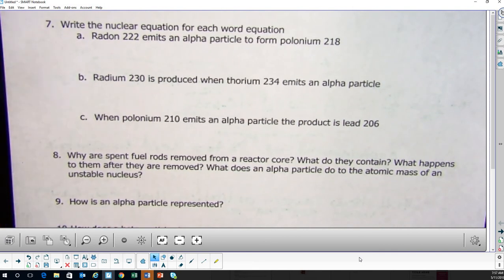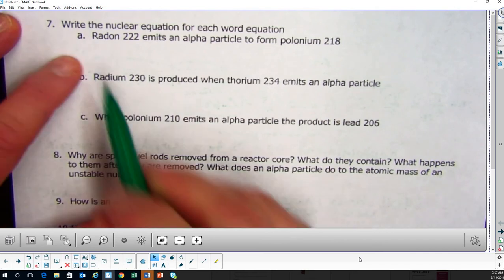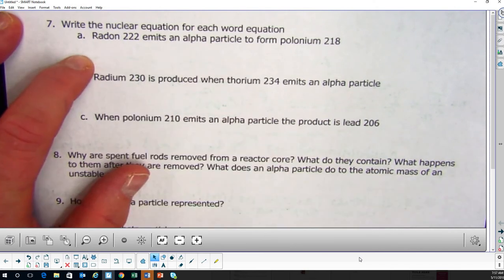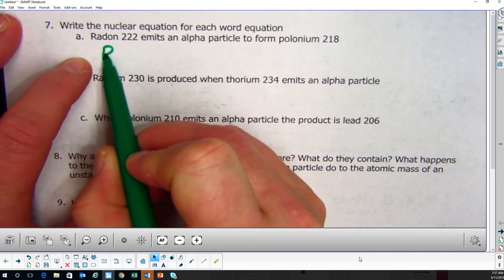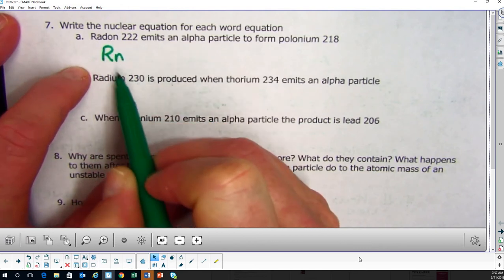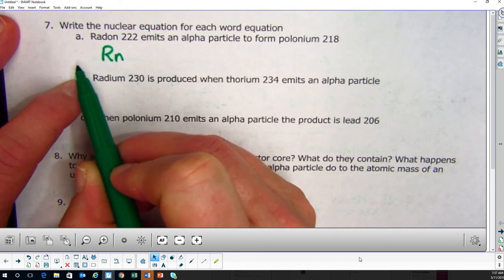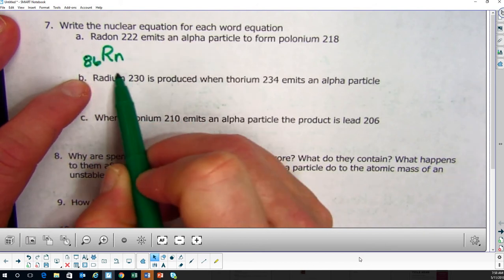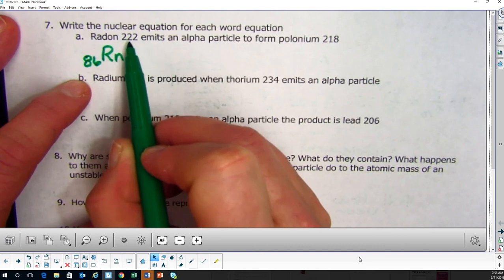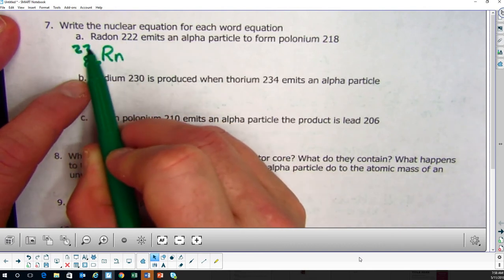Here we're given the words. We've got to take the words and put them into a nuclear equation. What is the symbol for radon? Rn. What number is Rn? 86. That number goes on the bottom. Some of them I saw come in, you put it on the top. The mass, the bigger number, goes on the top. 222.